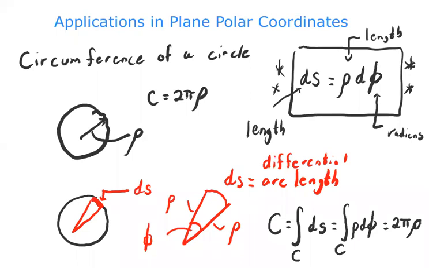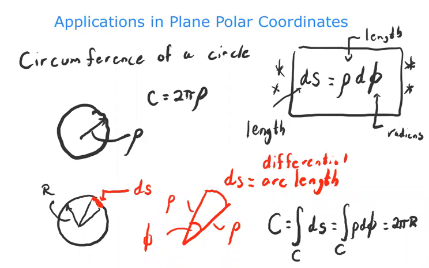Okay. Actually, let me clean that out just a little bit. In this case, let the circle have a radius of r, so I don't have to confuse the r and the phi. So my final answer here will be 2 pi R, which is correct.